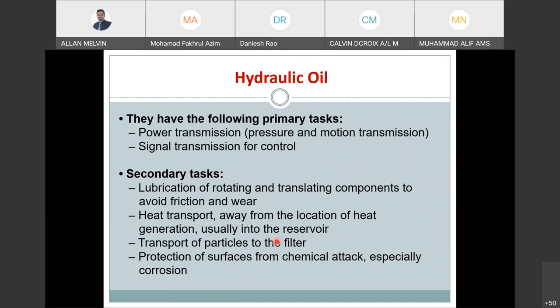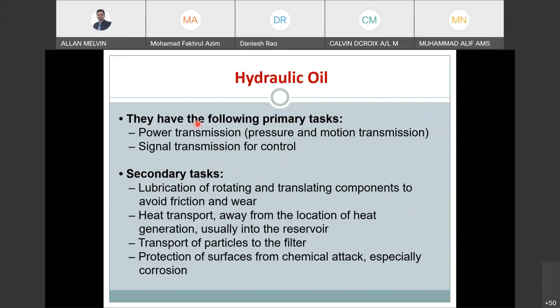So we know hydraulic oil is the main fluid used in the hydraulic system, so we call it hydraulic oil. Hydraulic oil has some functions, some tasks to do. As you can see here, it has a primary task and also a secondary task. It has certain qualities of oil that can be used, and certain qualities you cannot use. You will see clearly one by one. This is a popular question in tests or exams, so you can pay some attention to this part.